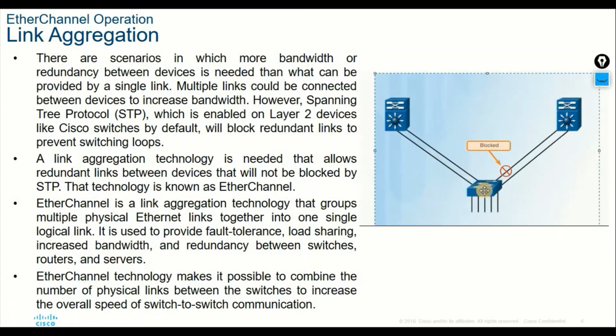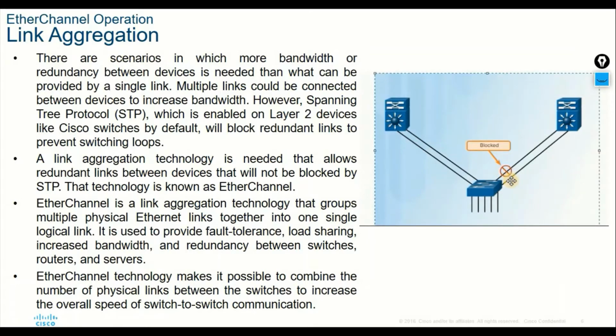However, by default, STP is enabled on the layer 2 switch. We know the role of STP. The role of STP is to block the redundant links, because when we configure a redundant link, it will cause a layer 2 switching loop. So to prevent the layer 2 switching loop, STP will block one of the redundant links.